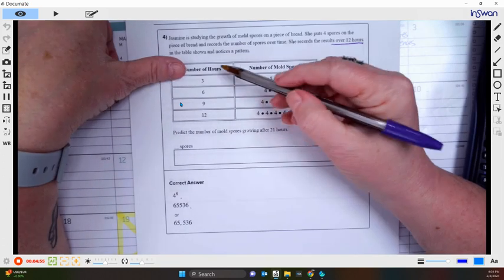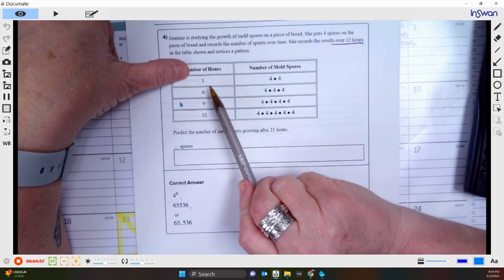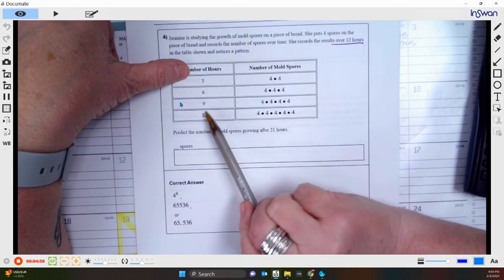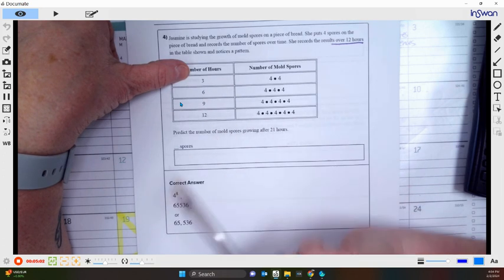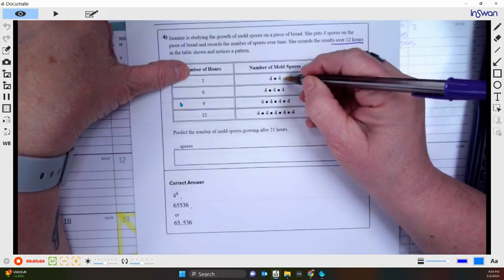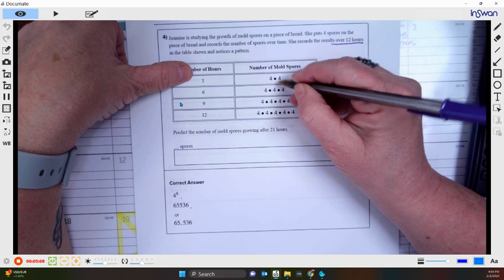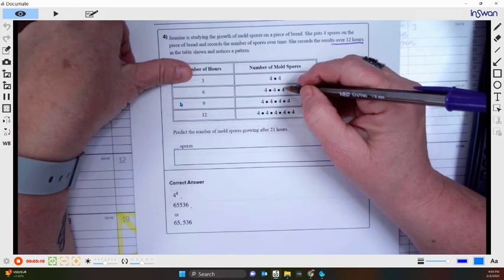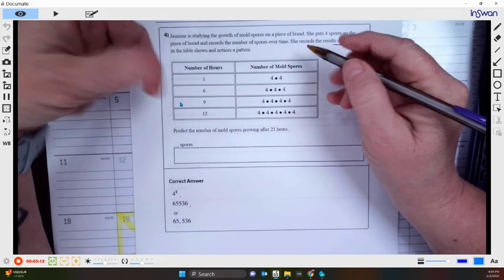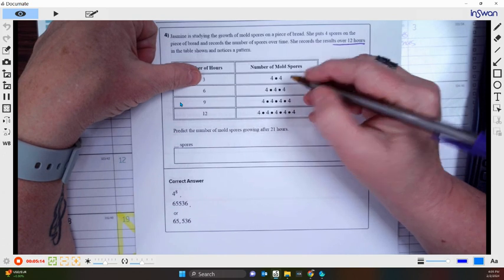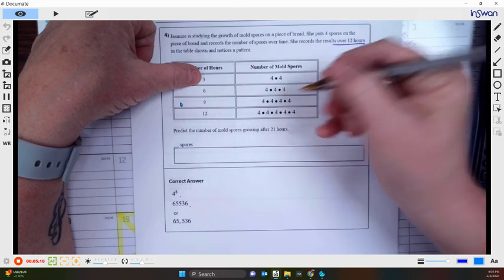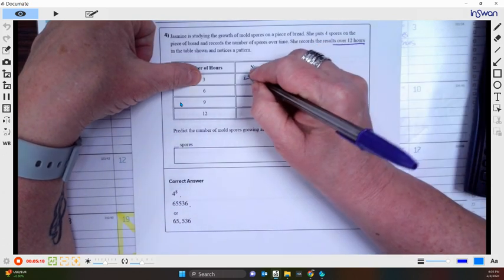If you look at her 12 hours that she has here, notice she's counting by threes. Every 3 hours she's checking it. 3, 6, 9, 12. Every time it increases 3 hours, the mold spores are multiplied or quadrupled or multiplied times four. So in the first 3 hours, it's 4 times 4, or that's the same thing as 4 squared.